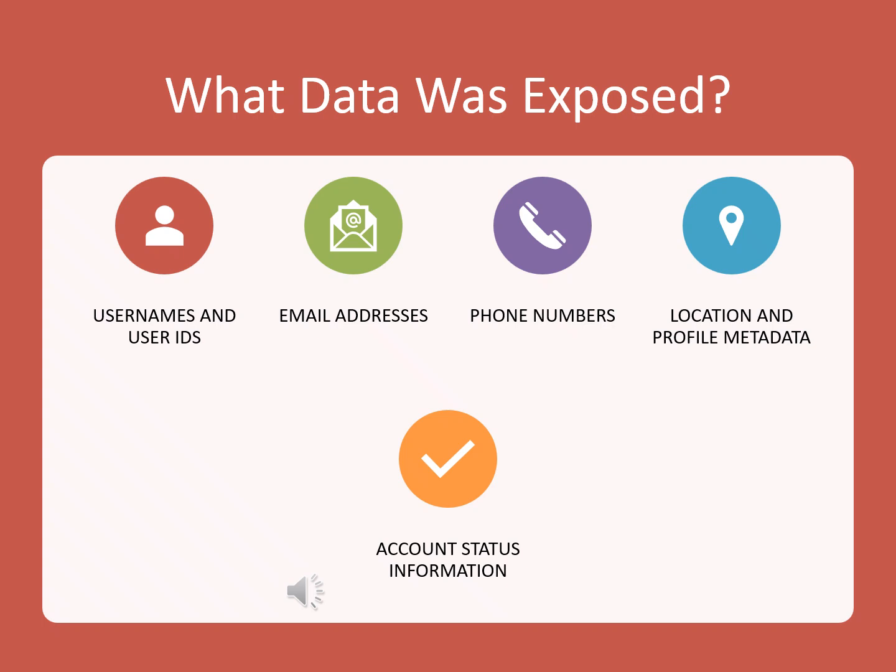The exposed data included usernames, user IDs, email addresses, phone numbers, location-related metadata, and account status information. At first glance, this may seem less dangerous than a password leak. However, this type of data is highly sensitive. Cybercriminals can use it to identify users, contact them directly, and create highly convincing fake messages. For example, attackers can send phishing emails or SMS messages that appear legitimate because they include accurate personal details. This significantly increases the likelihood that users will trust the message and fall victim to scams.